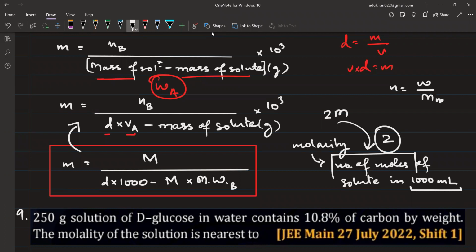और आपको क्या चाहिए? Given mass चाहिए. The number of moles into the molar mass is going to give you the given mass. Okay. So this equation M into MWB is going to give you the mass of solute. D into 1000 is going to give you the mass of solution. And M is going to give you the number of moles. Number of moles here also, number of moles here also. Please write this down. And then write this question also.